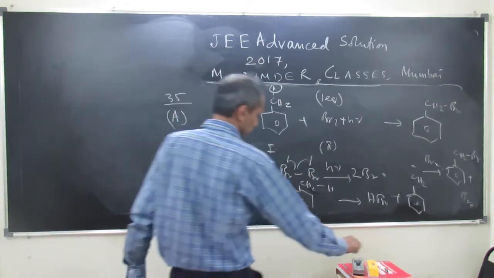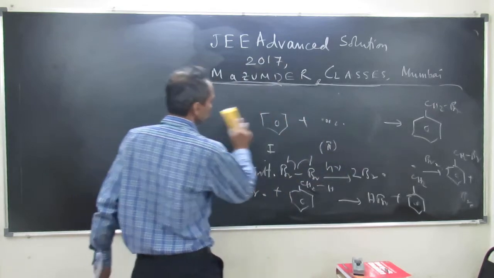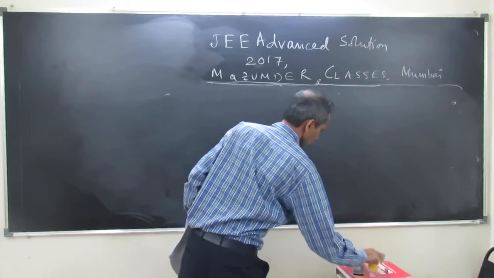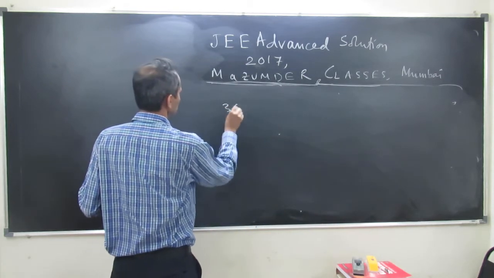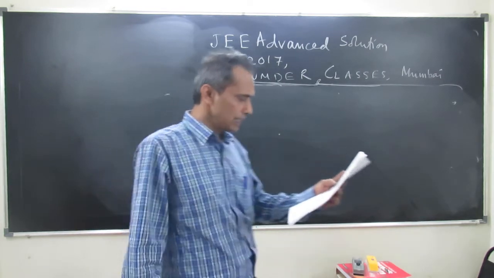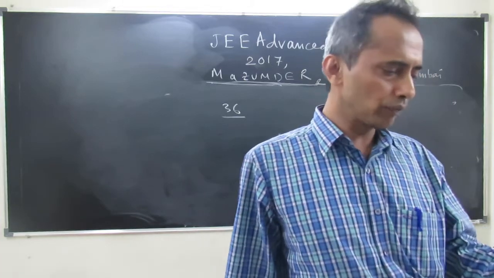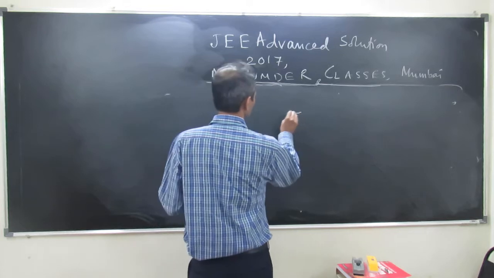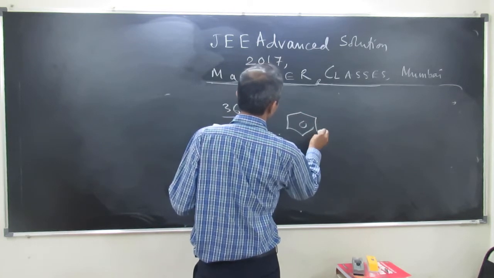Next, question number 36, the last question. It is again given: the only correct combination that gives two different carboxylic acids is... Very interesting. Two different carboxylic acids. That means you need to get two different carboxylic acids.